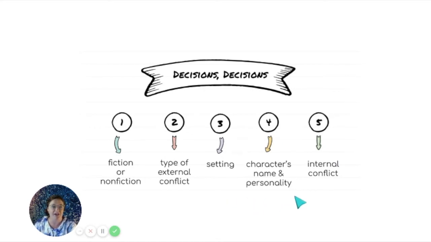Remember, based upon the rubric for Embedded Assessment 1, all of these things must be unified, right? So the external conflict must fit with the setting, must fit with the character's personality, and the internal conflict must fit with their personality as well. And it needs to go with the setting, right? Everything needs to be unified and goes well together.